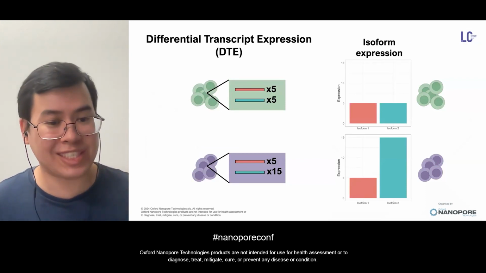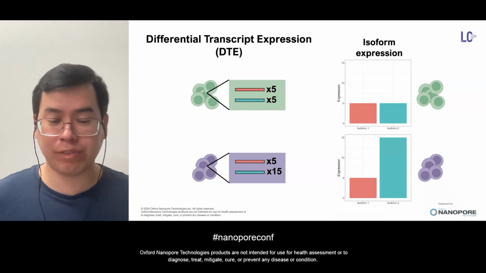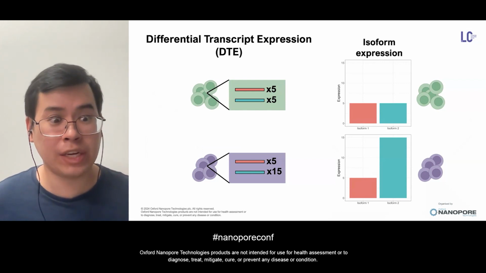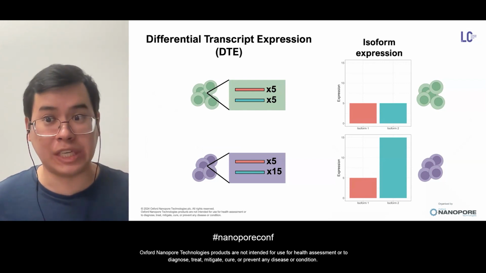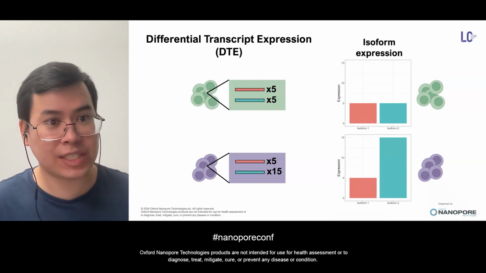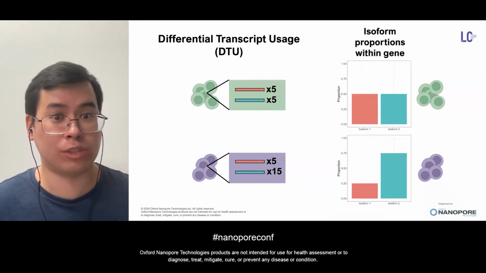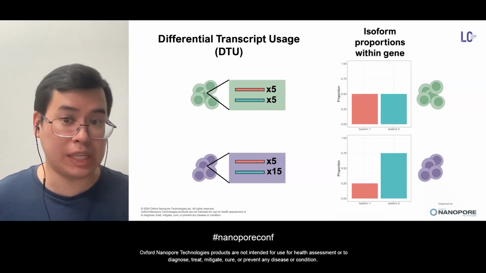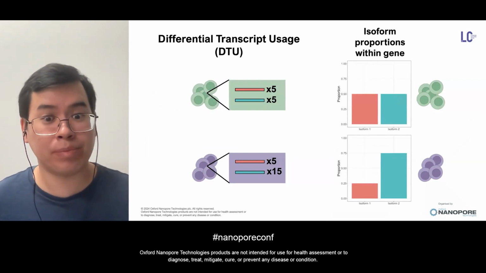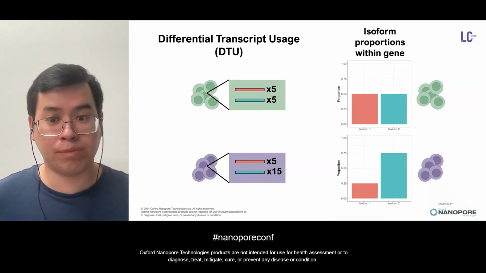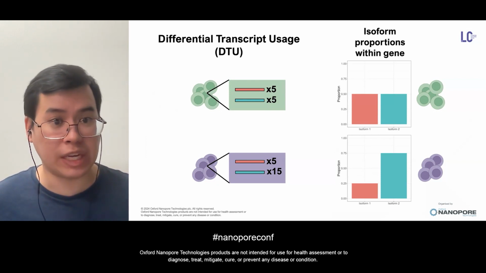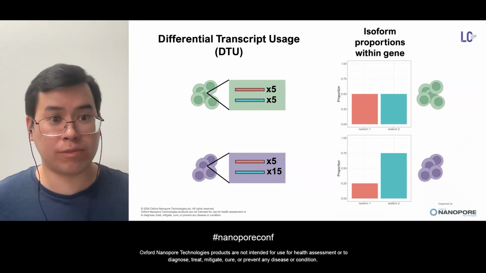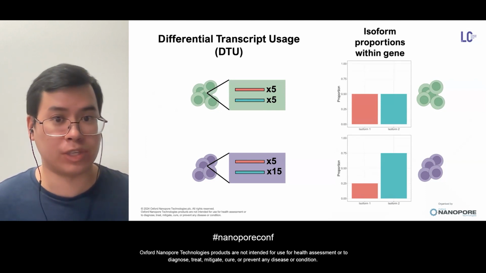However, this isn't necessarily the full picture because every transcript has to be put into context of the other transcripts within the gene that it comes from. And to that extent, we can instead calculate differential transcript usage, which looks at the proportion of the gene counts that each isoform occupies. So in this case, the proportion of both isoform 1 and 2 change between these 2 cell types, and therefore both of them exhibit differential transcript usage.